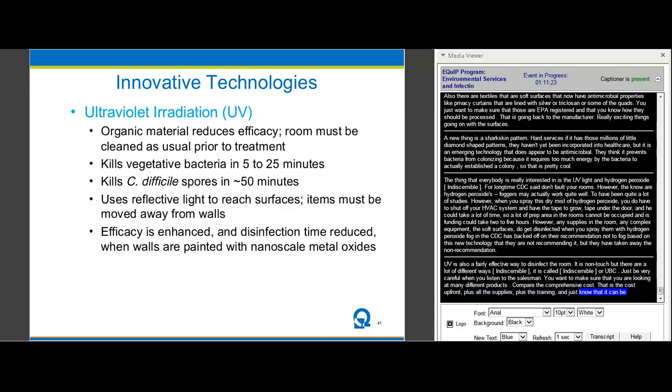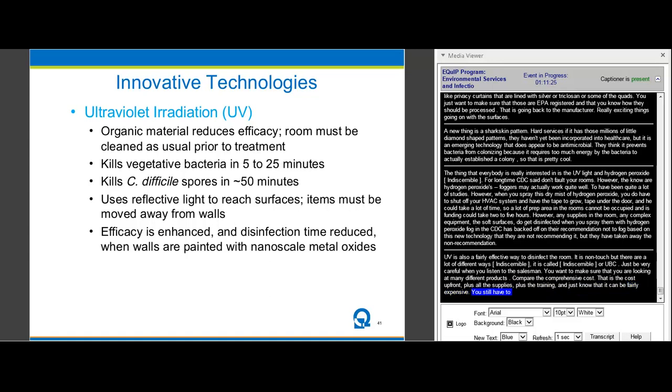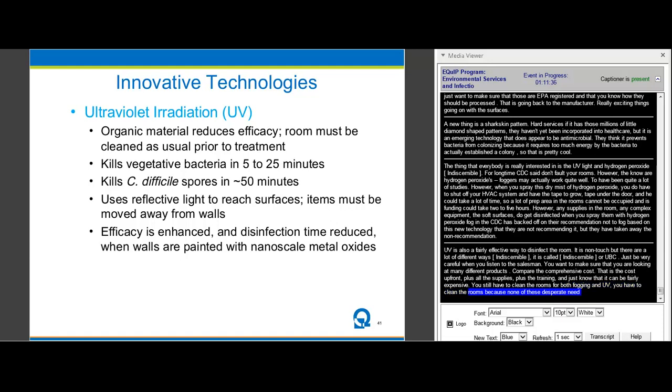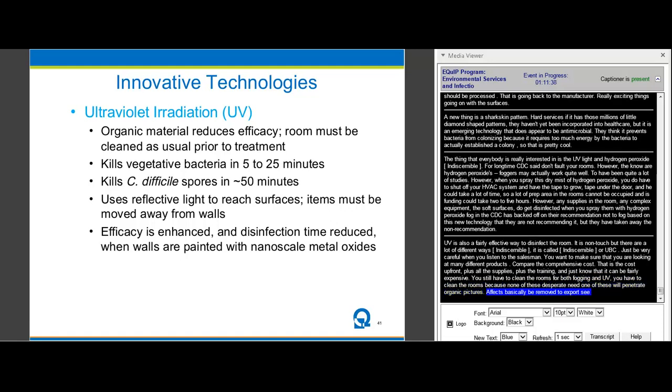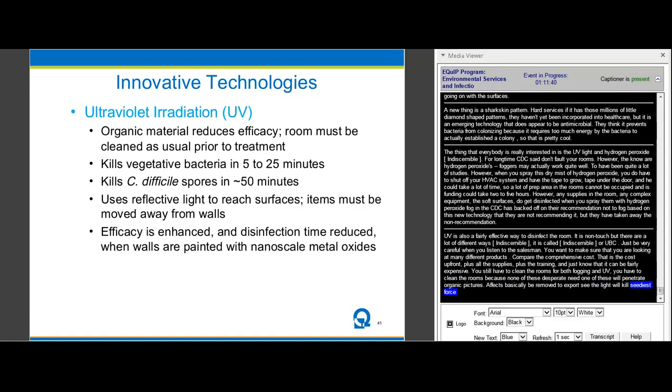For both fogging and UV, you have to clean the rooms because neither one of these will penetrate organic material, so that has to actually be physically removed. UV light will kill C. diff spores, as does the hydrogen peroxide. In this case, UV can take up to 50 minutes. The rest of the room can be done in 5 to 25 minutes, but this can take a while too. So be sure you know exactly how much time is going to be added to your terminal cleaning if you're going to use UV.